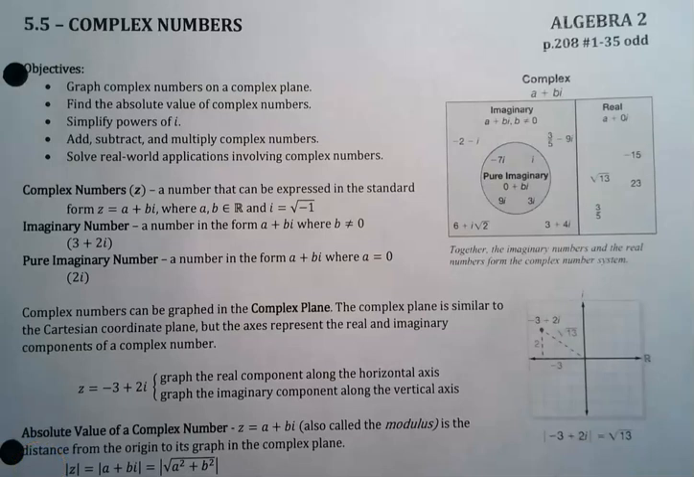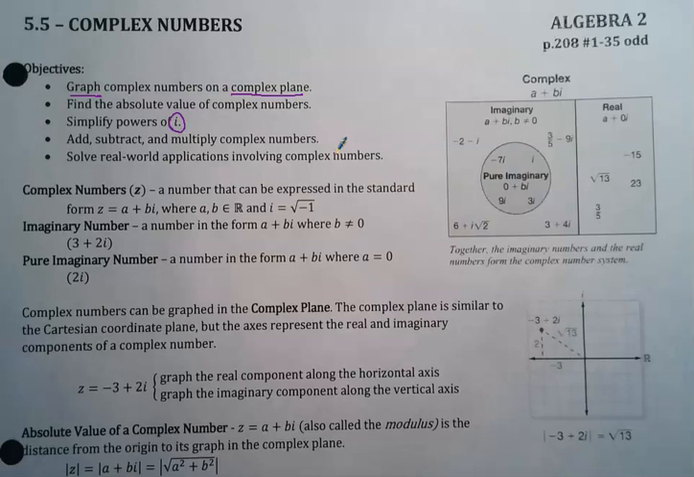All right, 4.5.5, we have complex numbers. Our objectives then are to graph complex numbers. That'll be a fun one on a complex plane, so a different plane than we're used to using, but very similar. We're going to find the absolute value of complex numbers. We're going to simplify powers of i. Remember, i is an imaginary number. We're going to add, subtract, and multiply complex numbers. And last but not least, solve some real-world applications involving complex numbers.